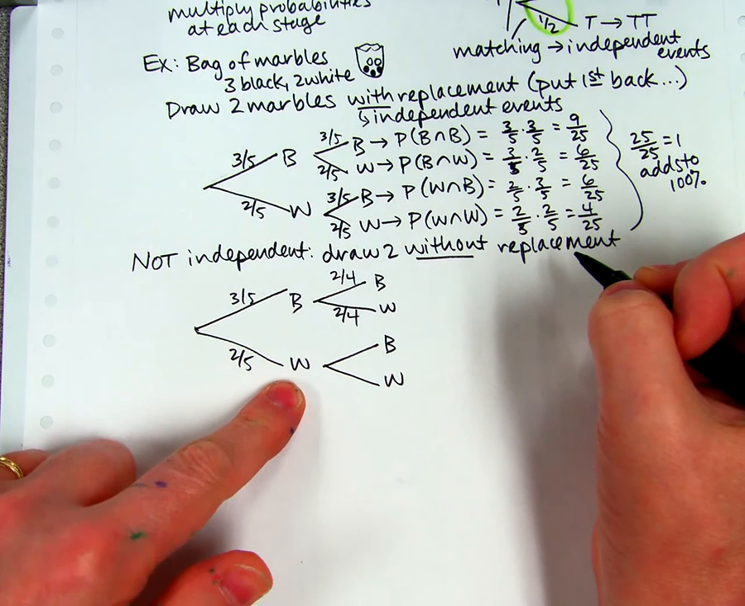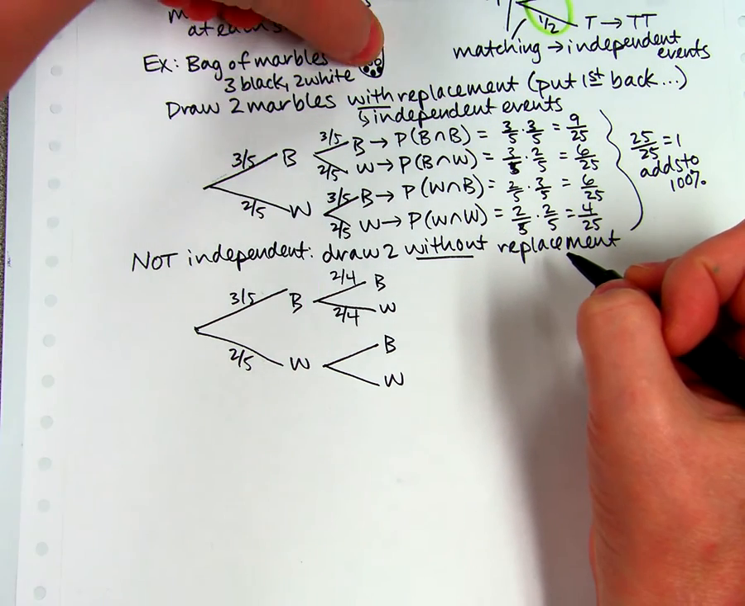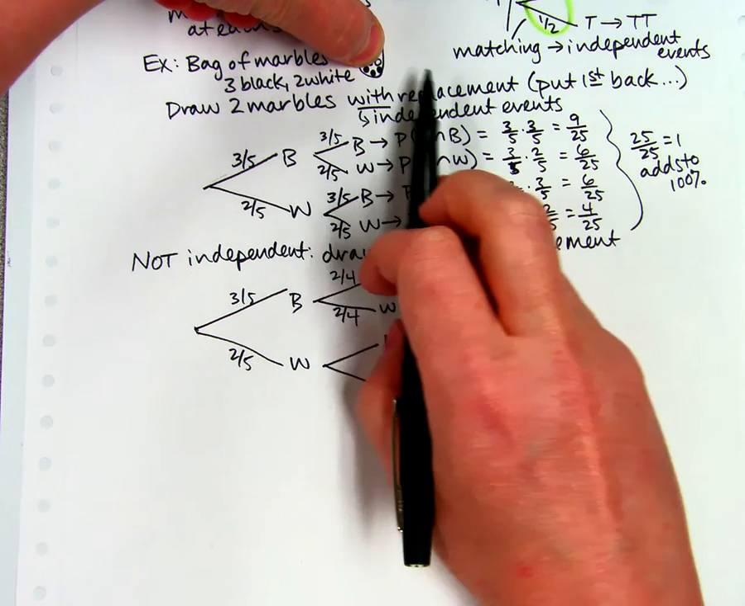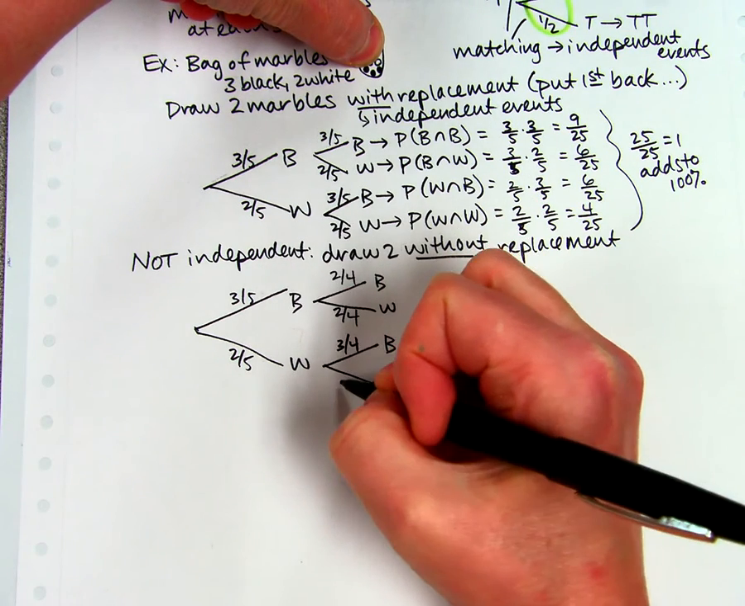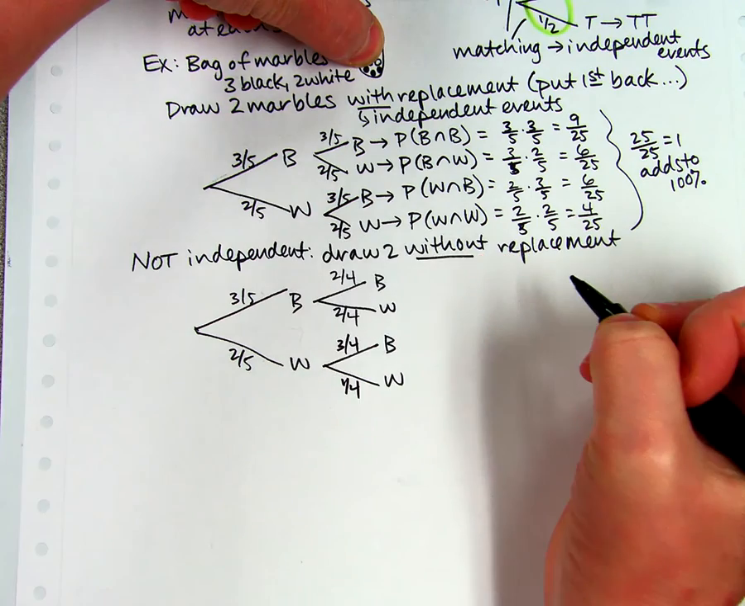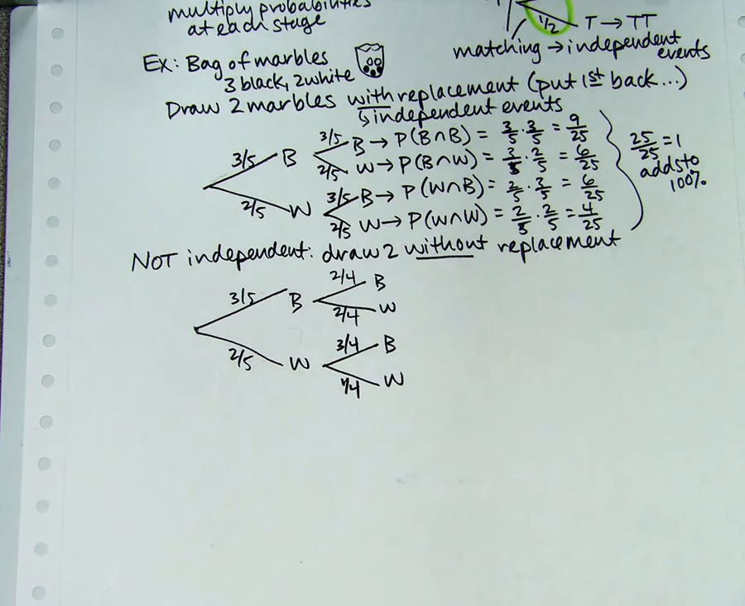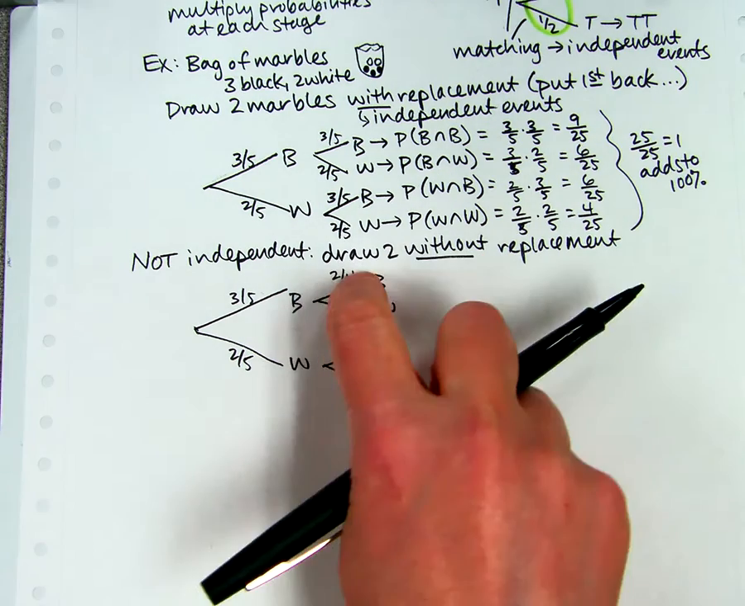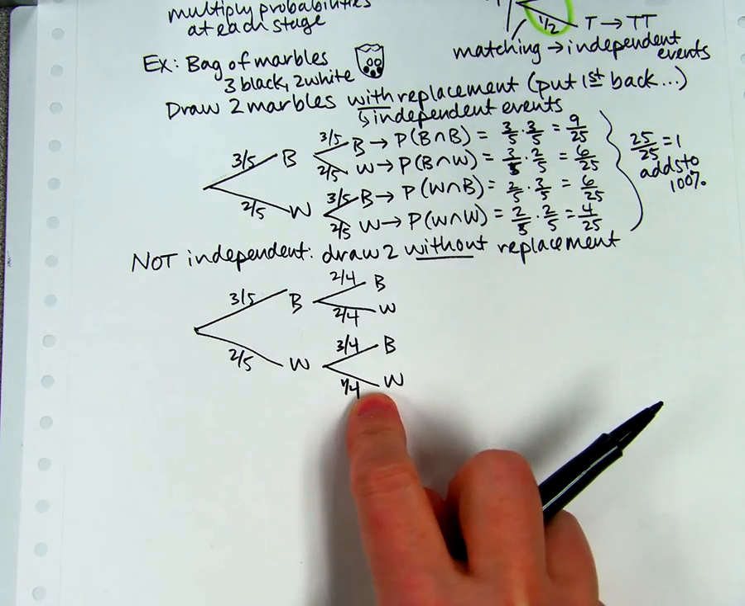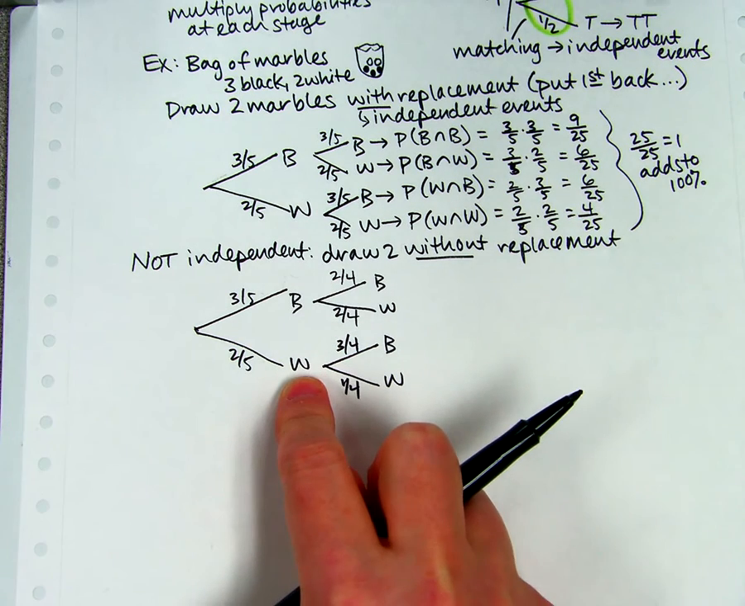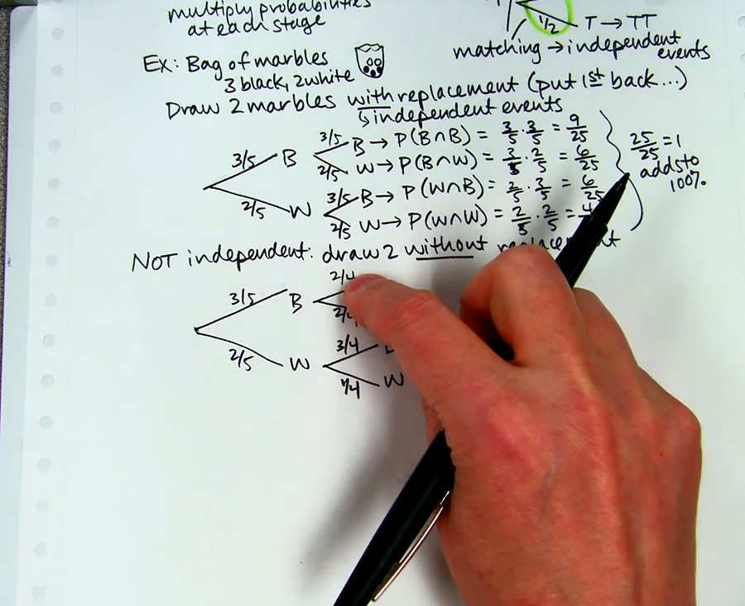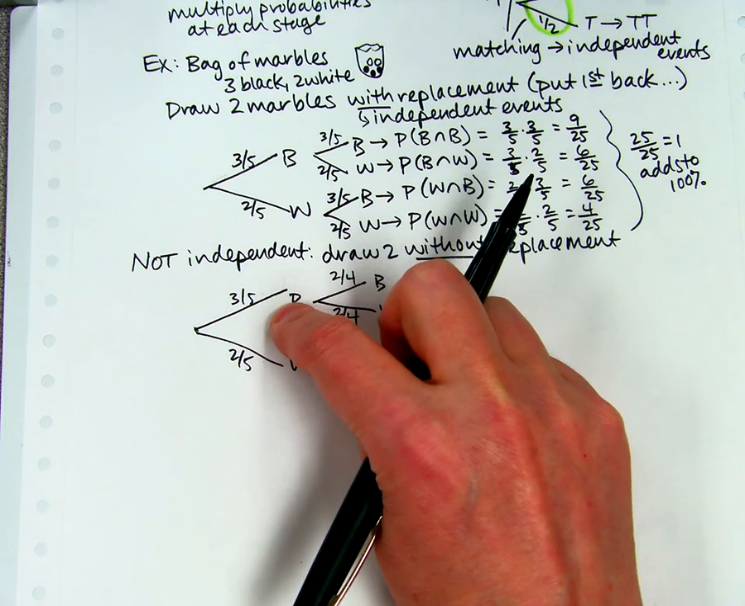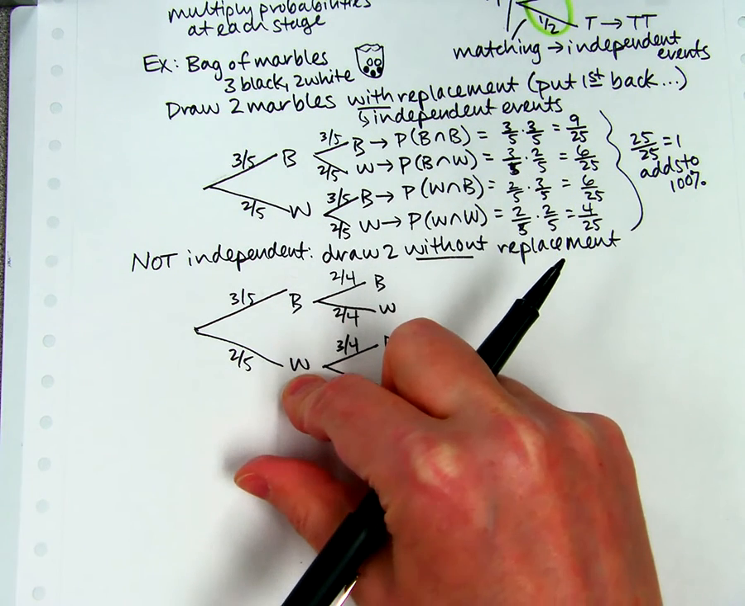If I happen to draw a white on the first try, then one of these is gone, and what's left is 3 blacks and 1 white. So that would be 3/4 chance of getting a black on the second draw, and 1/4 chance of getting a white. What's happening here is that these probabilities changed based on what happened on the first draw, which means they are not independent. Or you could say dependent in this case, because this probability depends on whether I got black the first time or whether I got white the first time.